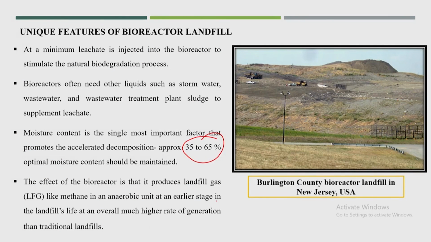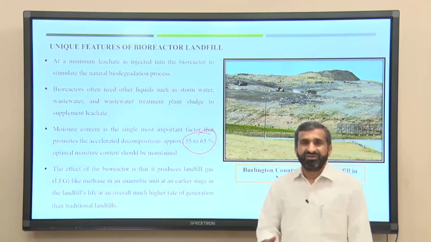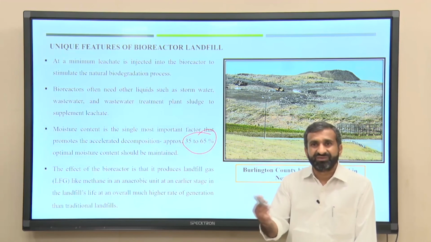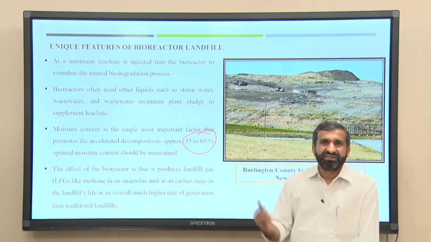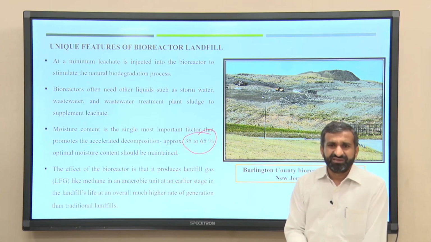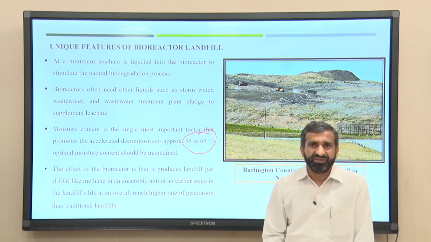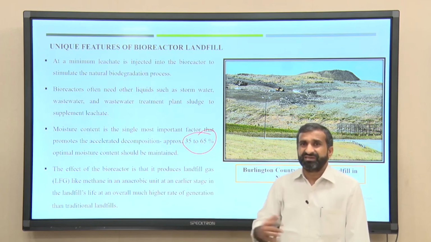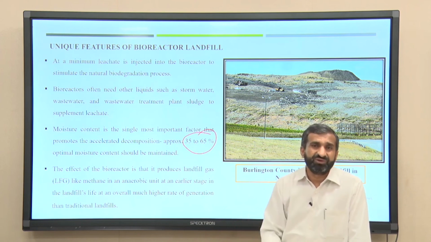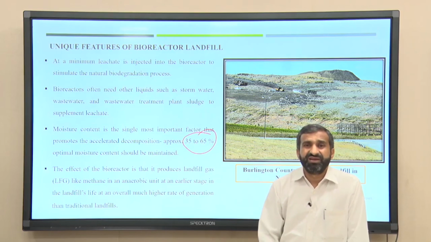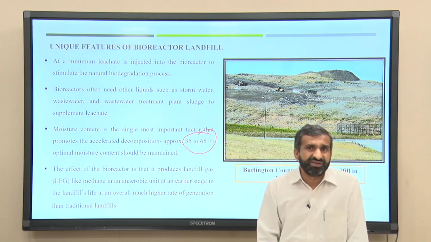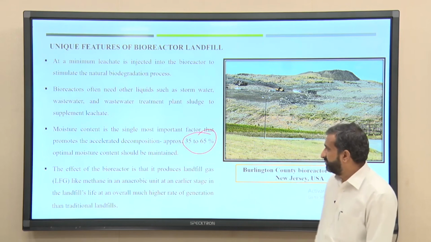The effect of a bioreactor is that it produces landfill gas like methane in an anaerobic unit at an earlier stage in the landfill life, at an overall much higher rate of generation than a traditional landfill. As I was saying, in a traditional landfill, or a not properly designed landfill, or even a sanitary landfill, you will not get methane concentration in the initial 2, 3 or 4 years. But with a bioreactor, because the entire material is in anaerobic condition, you will be able to achieve more landfill gas, so that the gas can be collected and utilized.